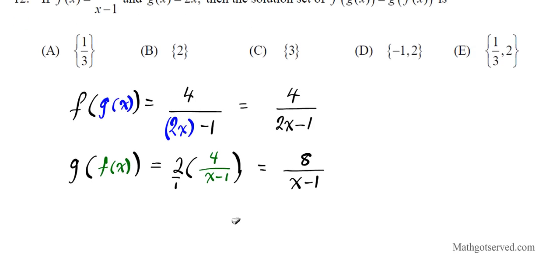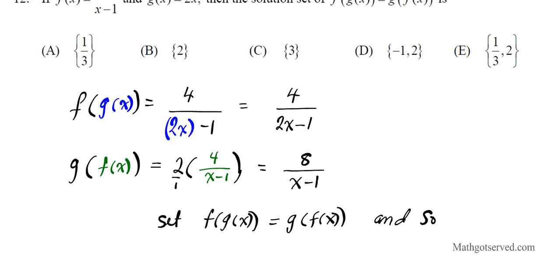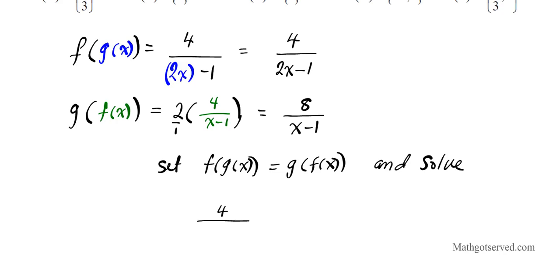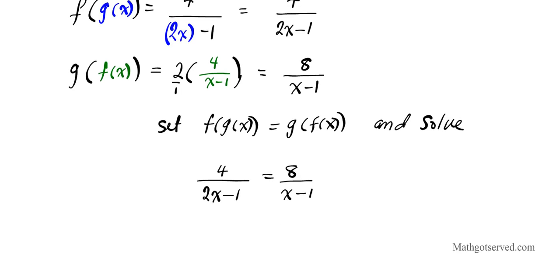Well, all we simply do is set f of g of x equal to g of f of x and solve. Okay, that's what we're going to do. So let's go ahead and do that. So we're going to have 4 over 2x minus 1 equals 8 over x minus 1. All right, so we can just cross multiply here. If we cross multiply, we're going to have 4 times x minus 1 equals 8 times 2x minus 1.